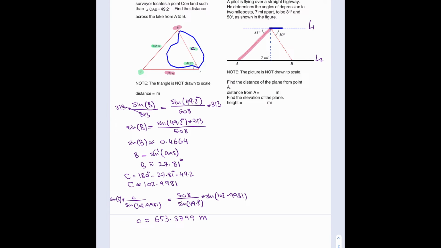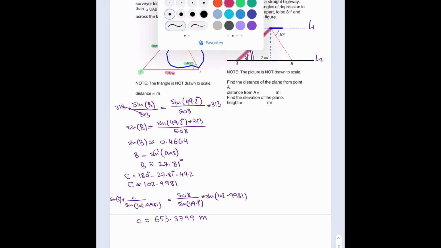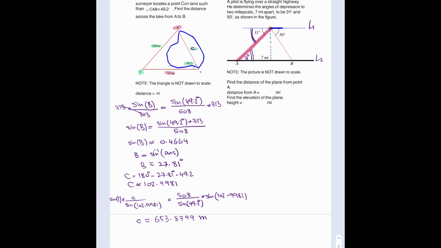notice how L1 is parallel to L2, and this line here is a transversal, which means it's going to produce 2 alternate equal angles. This angle is going to be equal to that angle. So this angle is going to be 31 degrees. This is basic geometry. And then if you look at the other transversal, which is this one right here, it's going to create two alternate equal angles, so this angle is going to be 50 degrees as well.